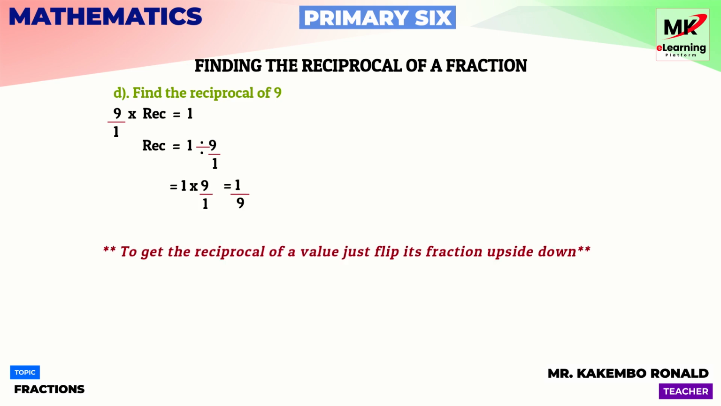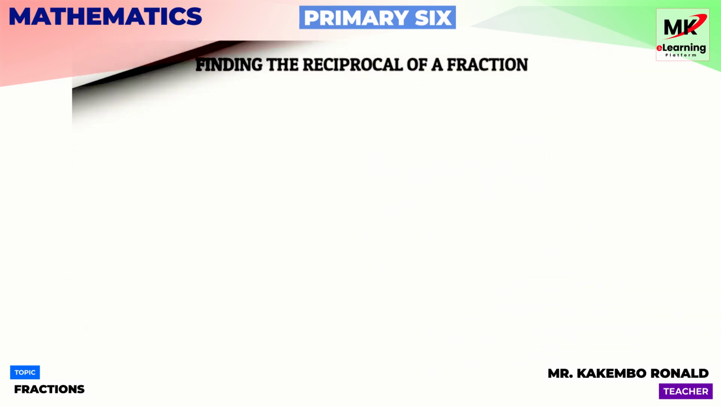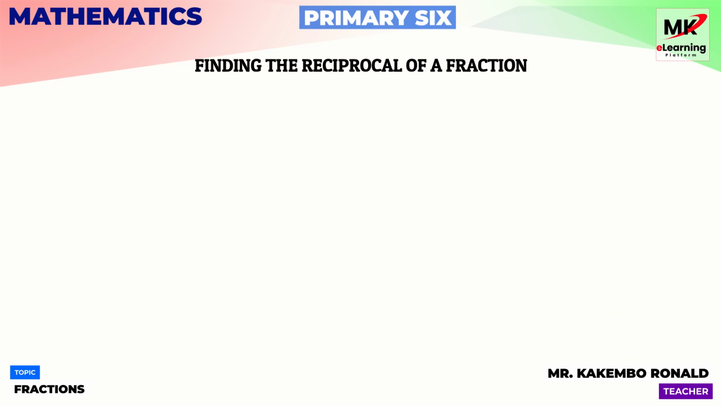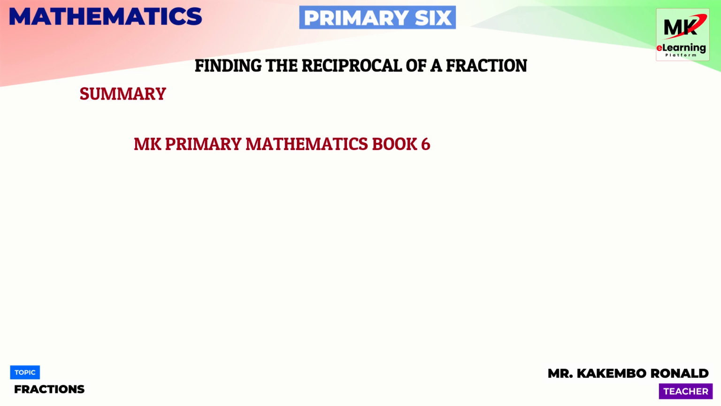Now, to get the reciprocal, the easiest way is to just flip it or turn it upside down. You'll get the reciprocal of a number. We shall use the reciprocal in the next exercise, and in summary, you'll have to look at your book, MK Primary Mathematics Learner's Book 6, and look at exercise 5.5, page 64.